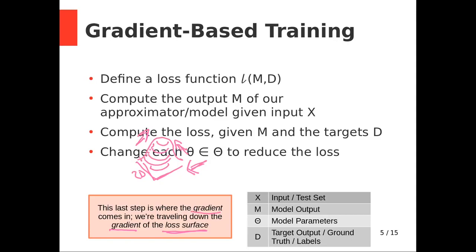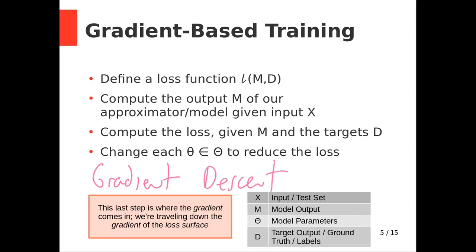We're going to follow the negative gradient. So the gradient points up, we want to go down. So we're going to follow the negative gradient and take little steps down this loss surface. Okay? So that's what we're doing, and that's where the gradient comes in. Hence, right, gradient descent.